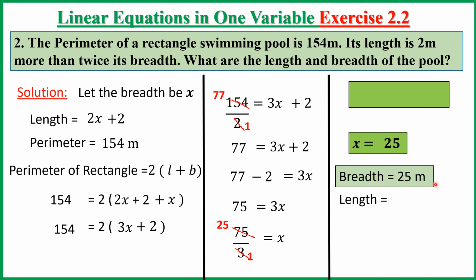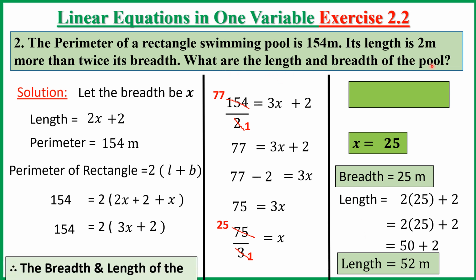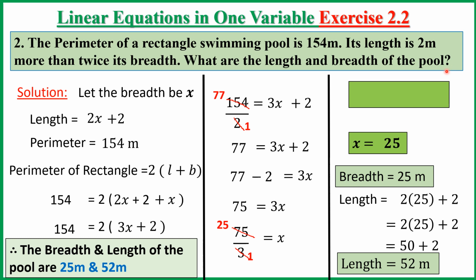Then our length is equal to 2x plus 2. See, here we have written 2x plus 2. So we have to substitute the value of x here. So 2 into 25 plus 2, 2 into 25 is 50. So 50 plus 2 is equal to 52. So our length is equal to 52 meter. So what is the question? What are the length and breadth of the pool? So therefore the breadth and the length of the pool are 25 meter and 52 meter.